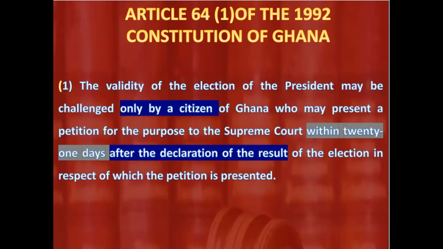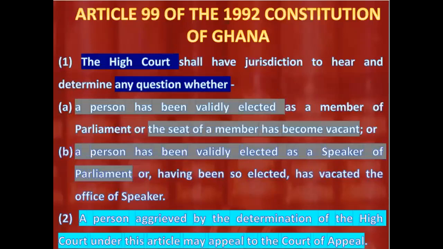And then let's move on to parliamentary elections. Now, for parliamentary elections, the provisions of the Constitution that are very instructive, mainly Article 99 of the Constitution. Article 99 of the Constitution is very instructive as far as the jurisdiction to hear parliamentary election petitions is concerned. What does Article 99 say?